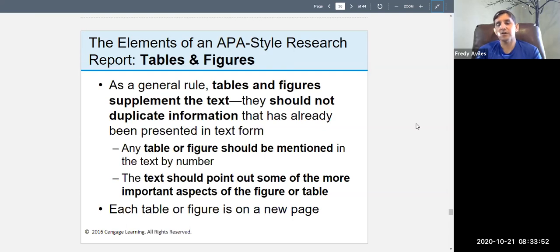Each table or figure is on a new page, even if it's a small table. If it's table 1, right? Even if it's small, it has its own page. Table 2, even if it's small, would have its own page, right? You don't try to cram several of them on one page. Same thing with figures, whether they're small, or large, or take up a lot of space, depending on how complicated they are. They all have their own page.